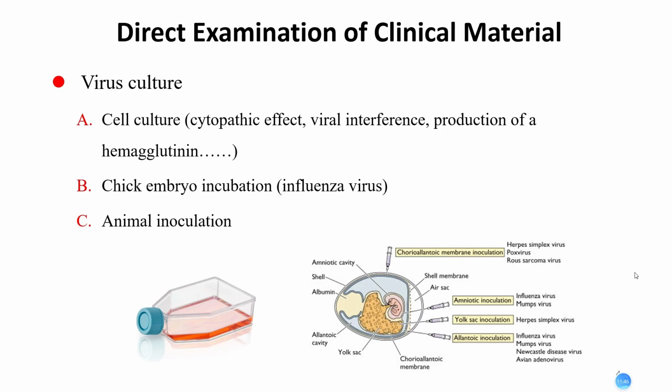And sometimes you can also use an animal model to infect some animal. And this is limited for certain viruses which cannot be cultured in the cell or in the chicken embryo. And you need to use special animals, especially primates, to amplify the virus, such as HBV and HCV. We'll talk about that later. So this is the virus culture.